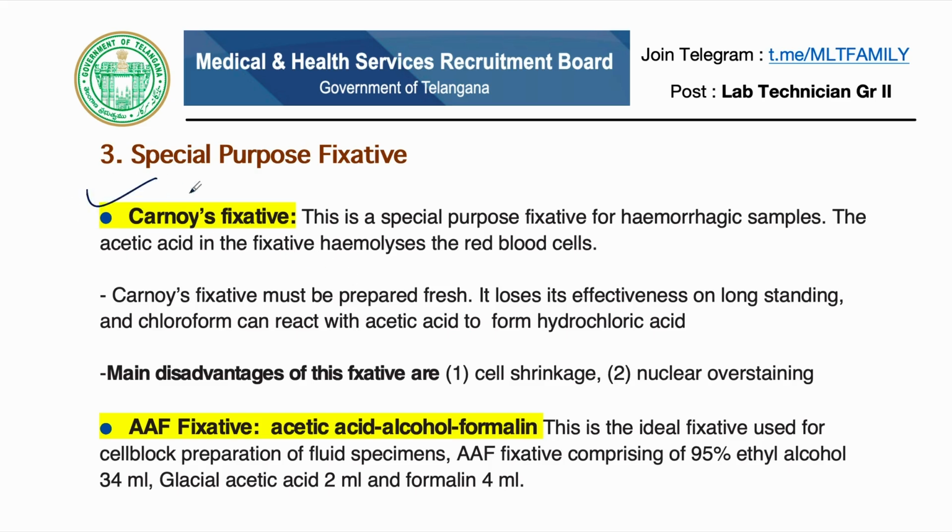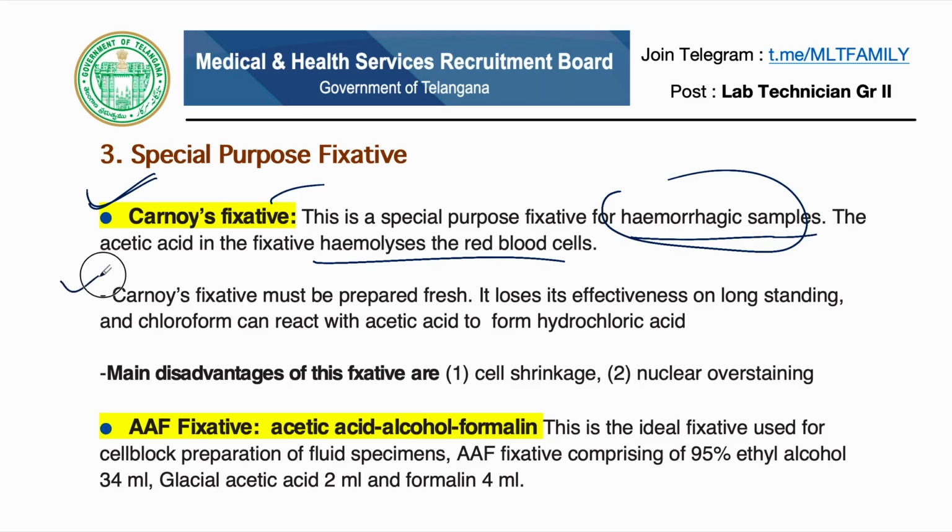Special purpose is, suppose we have a hemorrhagic fluid or effusion. There is a lot of blood or fewer diagnostic cells. So we will fix it in Carnoy's fixative, which lyses the red blood cells and makes the sample more rich in diagnostic cells. So samples which are hemorrhagic are fixed by Carnoy's fluid. Carnoy's fixative must be prepared fresh. Major disadvantages of this fixative are that it causes cell shrinkage and nuclear overstaining. Okay, this is about Carnoy's fixative.